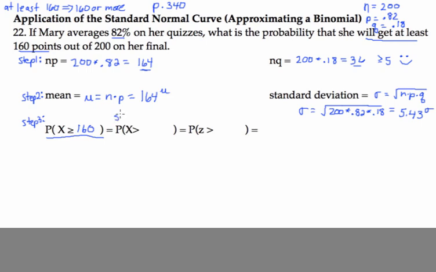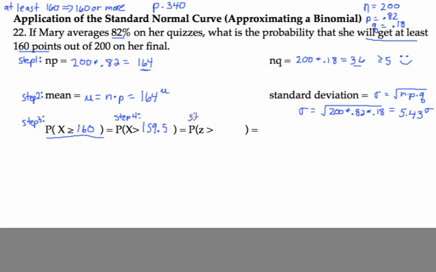Now we have to do step 4, which is to adjust it. And so we go to our table on page 340 or maybe on your formula sheet, and we say, okay, if you have x is greater than or equal to a, then that changes to x is greater than, and it tells me to do a minus 0.5. So I'll do 160 minus 0.5, I get 159.5. Then that's the number that I change into the z-score.